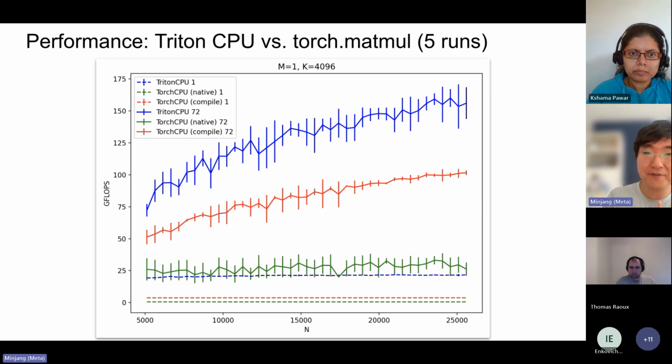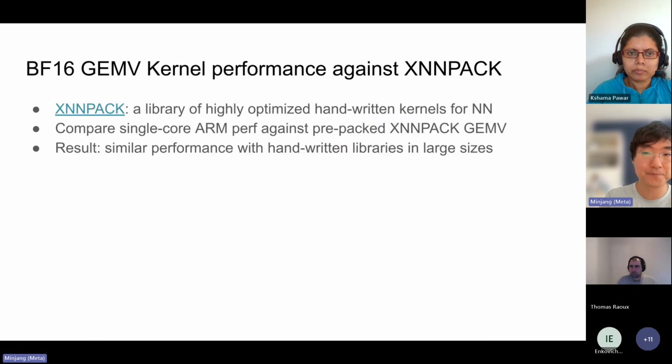The reason is that we believe the Torch Inductor implementation for ARM may not be optimized like the Intel one. So that's why we were able to get better perf here.